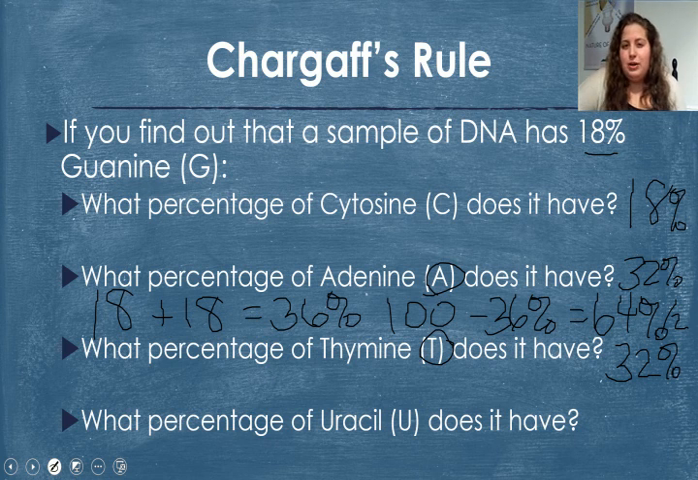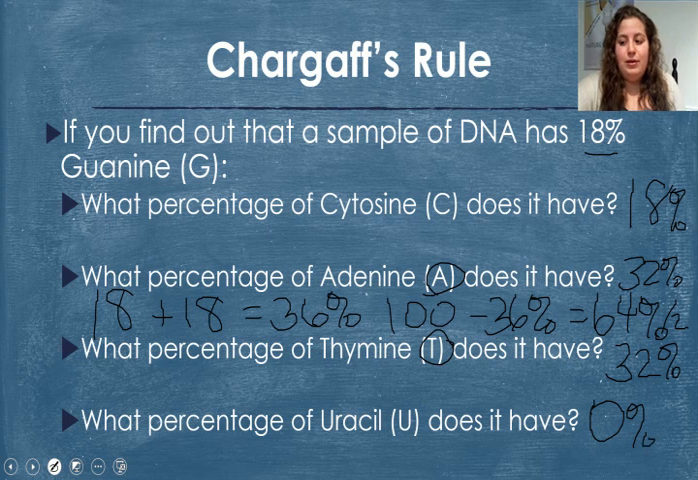So, kind of a trick question down here at the bottom. What percentage of uracil does this particular organism have? Well, in this case, for DNA, it's going to have 0. Uracil is part of RNA, not DNA, so you'll never see it in your Chargaff's rule for DNA percentages.